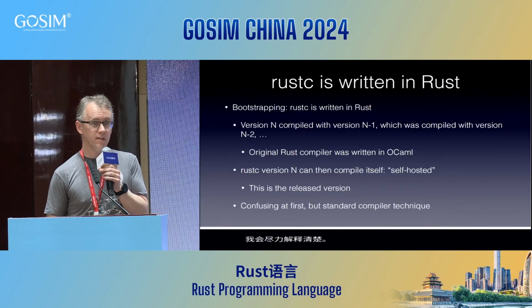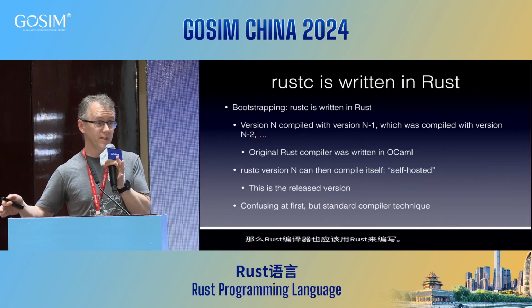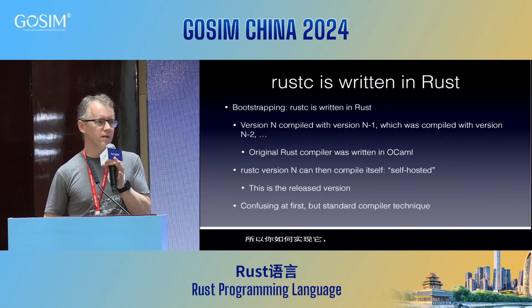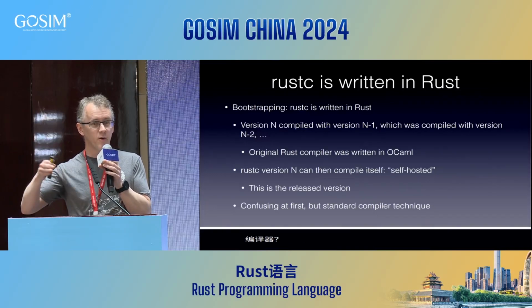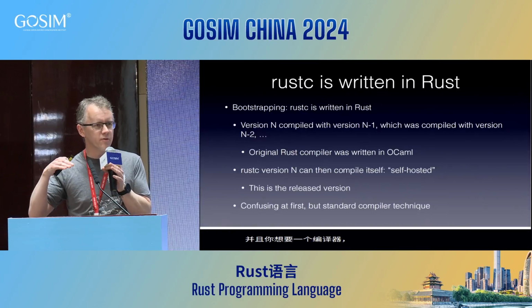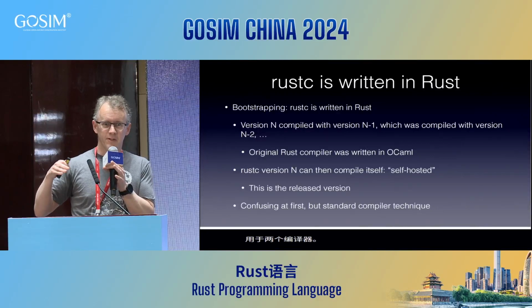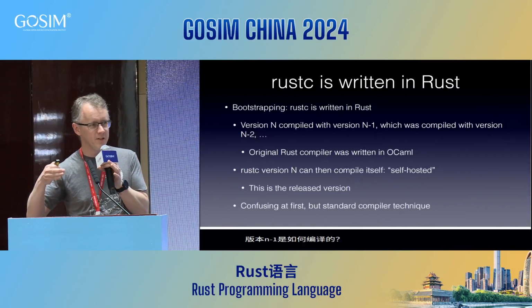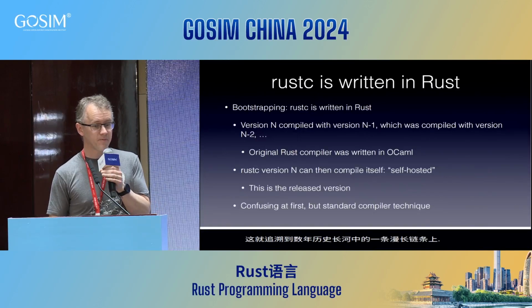The idea is that if you have version n of the compiler and you want to compile it, you use version n-1, which was previously compiled, in order to compile it. How was version n-1 compiled? Well, that was compiled with version n-2. And this goes back all the way through a long chain of history over several years. In fact, the original Rust compiler was written in OCaml, because before there was a Rust compiler, there was nothing with which you could compile Rust. So you have to write it in a different language. And this is very standard compiler technique.